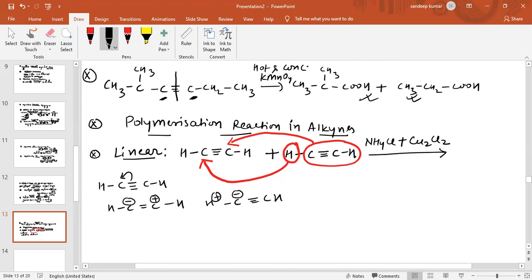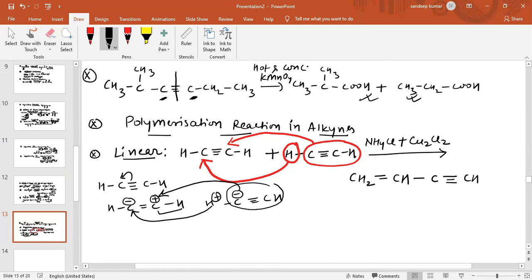So the attack, this positive hydrogen will attack on this carbon, and this negative group will attack on this carbon atom. So the triple bond will convert into a double bond. The product obtained is CH2 double bond. On this carbon, the whole group will move. So on this carbon atom, hydrogen is already present, and the group that comes is C triple bond CH. So this is basically the product obtained.